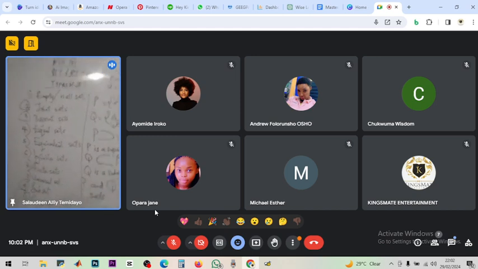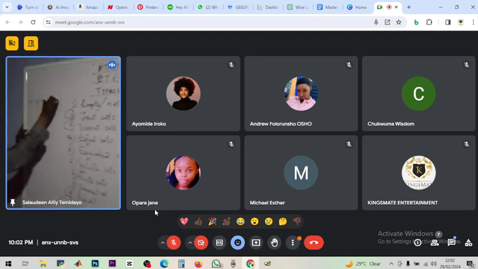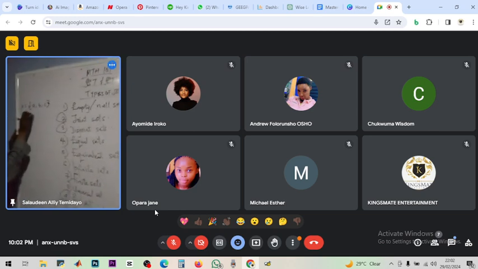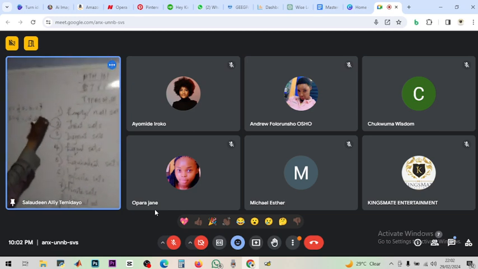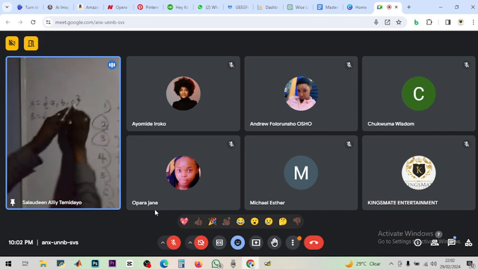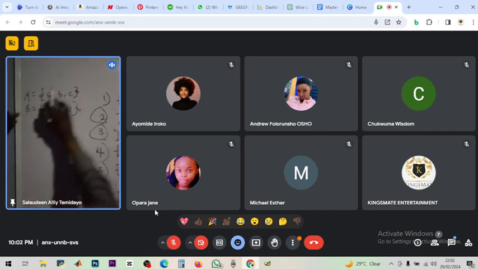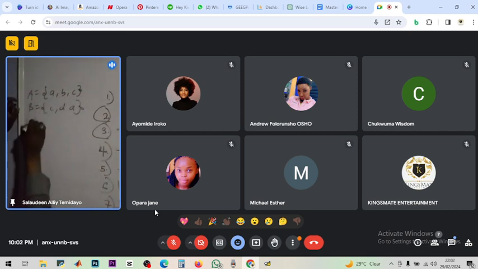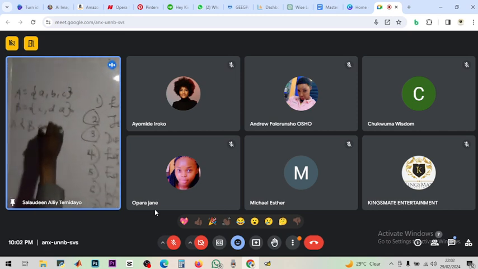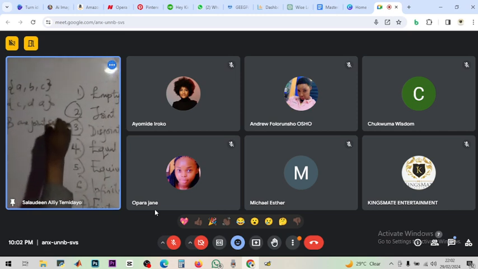This is set A containing A, B, C, and this is set B containing C, D, A. There is one element similar. That element is what? C. C is in A and it is in B. So A and B are joint sets.